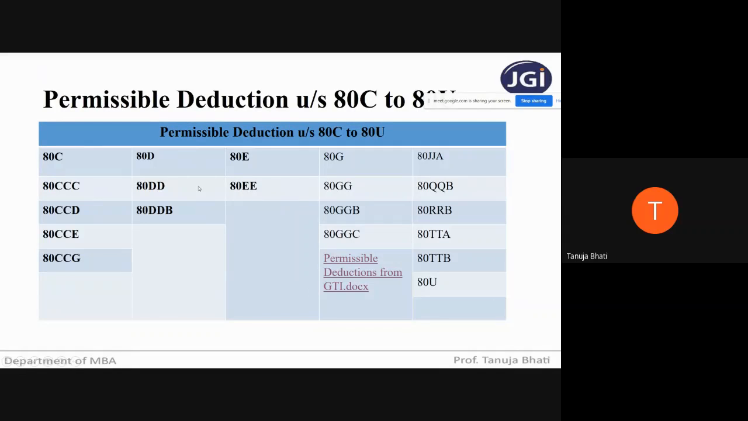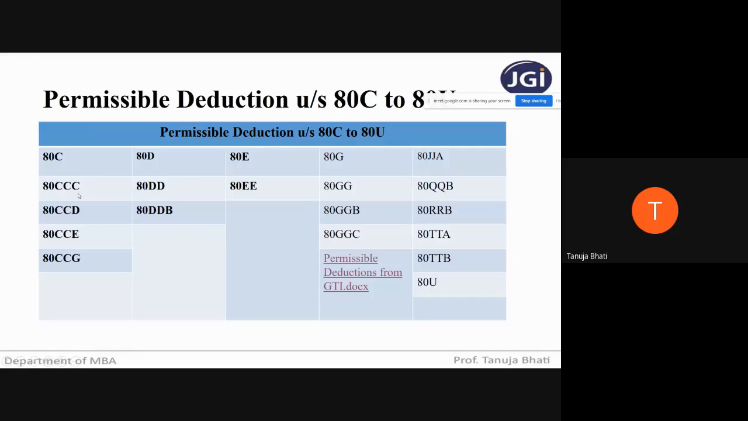Already in our lectures 31 and 32, we have seen certain deductions, that is from 80C to 80G. We have completed 80G partially. So let us quickly revise the sections that we have already covered before starting with the new deductions. Under 80C, we saw there were 22 certain investments, that when an individual or HUF is making investments in 22 specified categories, the deduction is subject to a maximum of 1,50,000.